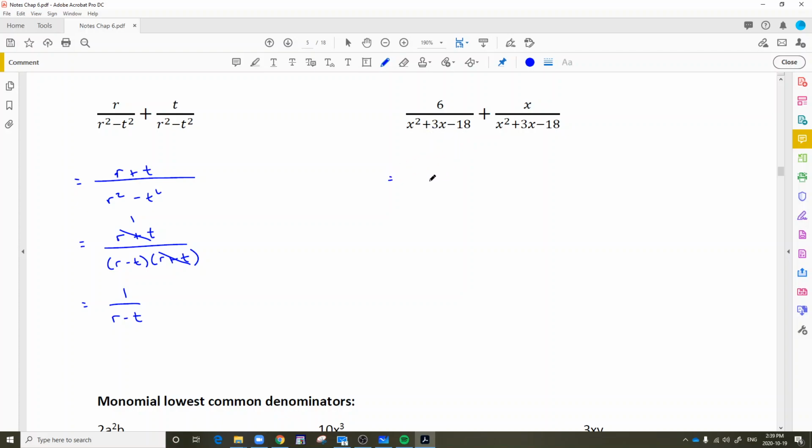All right, same thing over here. I have a common denominator. That common denominator is x squared plus 3x minus 18. In the numerator, I'm going to have 6 plus x. Now I want to look to see if I can simplify. We're back to chapter 6.1, right? Factor before you simplify. So in the denominator, I have a trinomial. I'm going to put an x, I'm going to put an x. I'm looking for 2 numbers that multiply to give me negative 18 and add to give me positive 3.